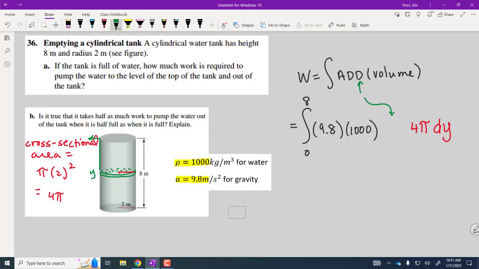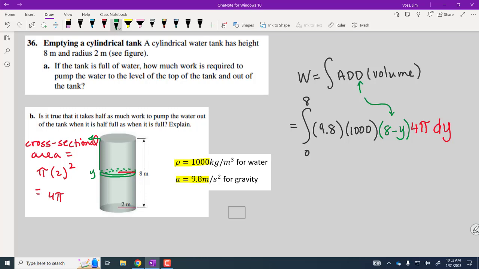8 minus y. Because you can draw your representative slice anywhere, right? And the distance it will travel is the total depth of the tank minus that. So 8 minus y. That's the hard part there. It's the 8 minus y. There we go.